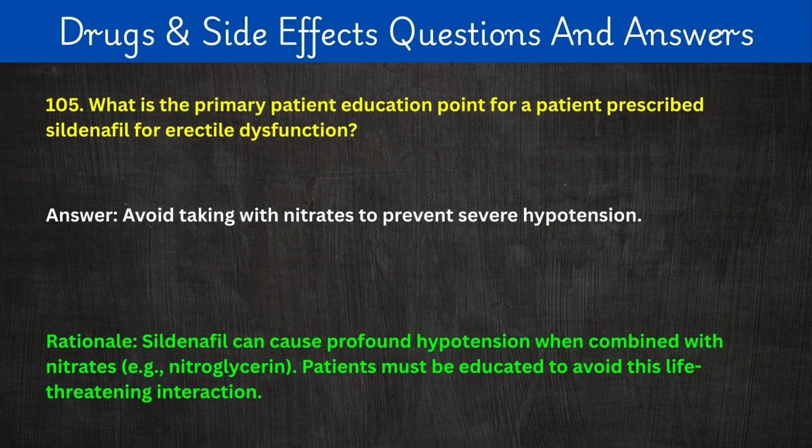105. What is the primary patient education point for a patient prescribed sildenafil for erectile dysfunction? Answer: avoid taking with nitrates to prevent severe hypotension. Rationale: sildenafil can cause profound hypotension when combined with nitrates, e.g., nitroglycerin. Patients must be educated to avoid this life-threatening interaction.